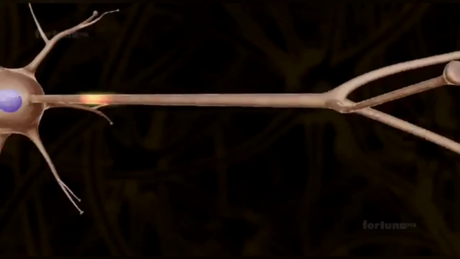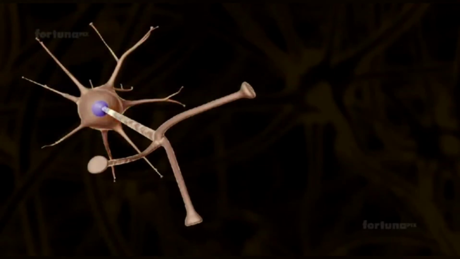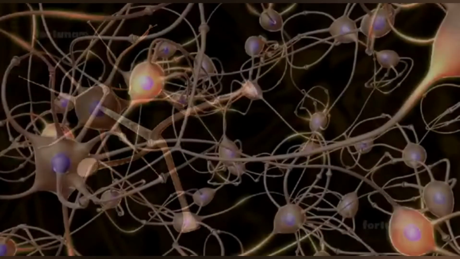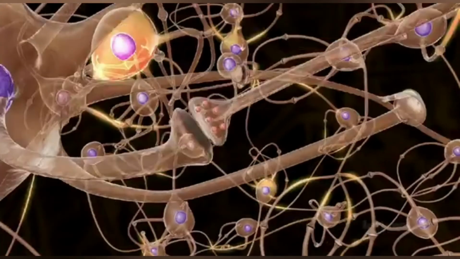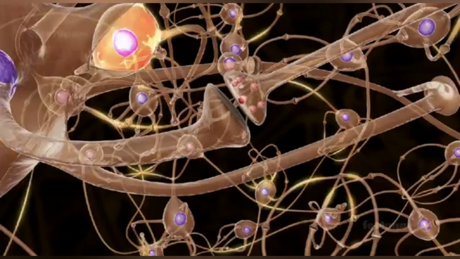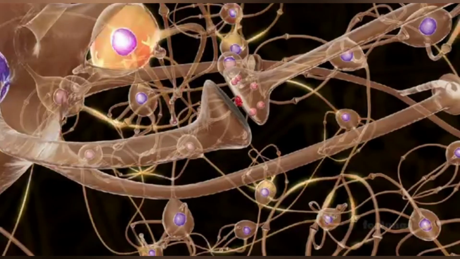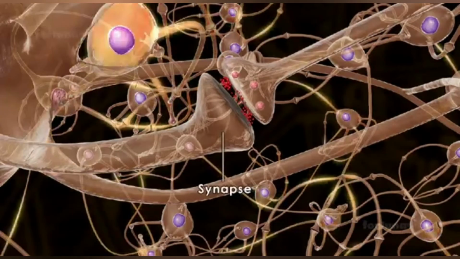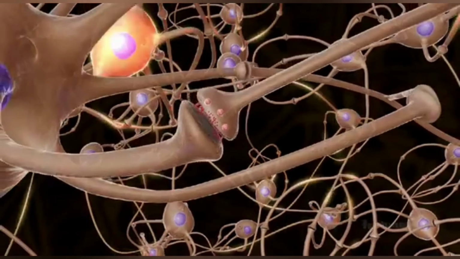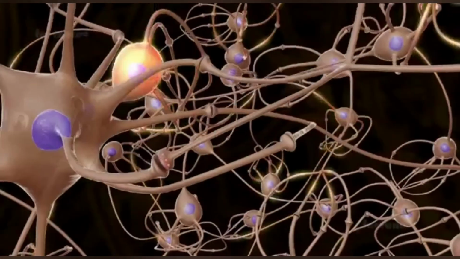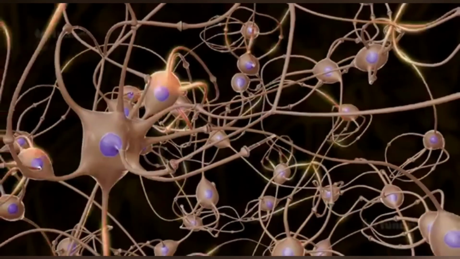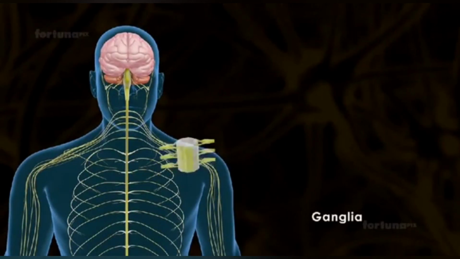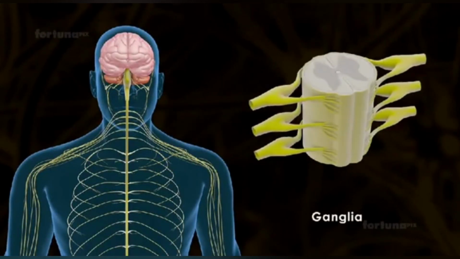Axons end in short branches with swollen tips known as axon terminals or terminal buttons. At the tip of the axon terminals are synaptic vesicles which help to transmit impulses between axon terminals and dendrites along a tiny gap known as the synapse. Together, axons and dendrites form bundles of nerve fibers commonly referred to as nerves. Clusters of nerves are known as ganglia.